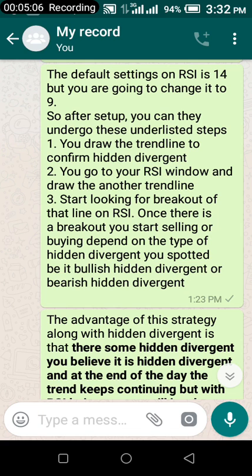After you have confirmed that it is a hidden divergence, the second step is that you go to your RSI window. It means we are going to make use of RSI. You go to your RSI window and draw another trend line. I'll show you how to draw the trend line. After you have drawn that trend line, you start looking for a breakout of that trend line on RSI. Once there is a breakout, you start selling or buying depending on the type of hidden divergence you spotted, be it a bullish or bearish hidden divergence.